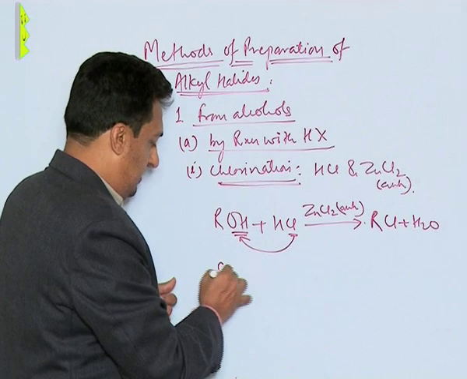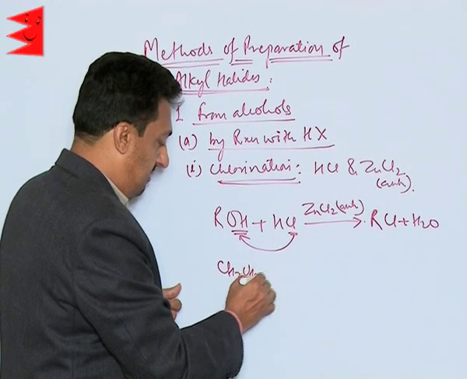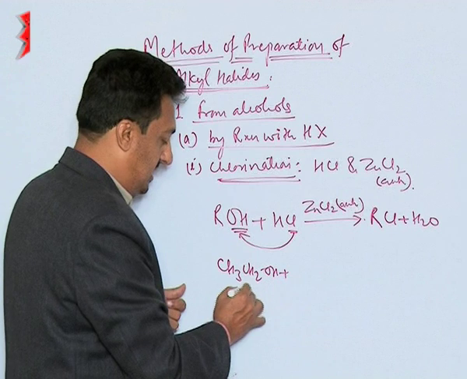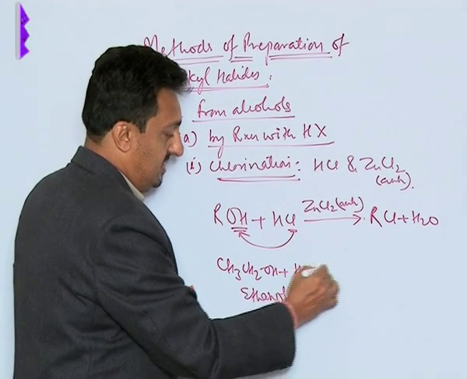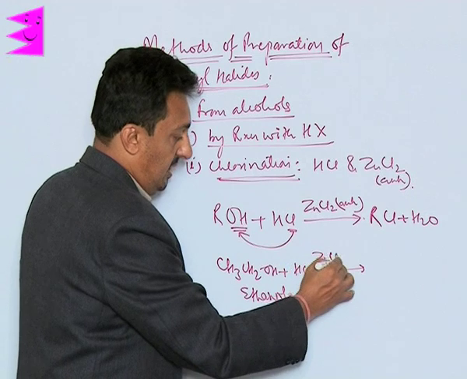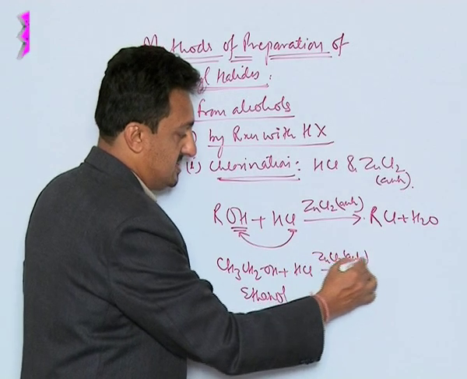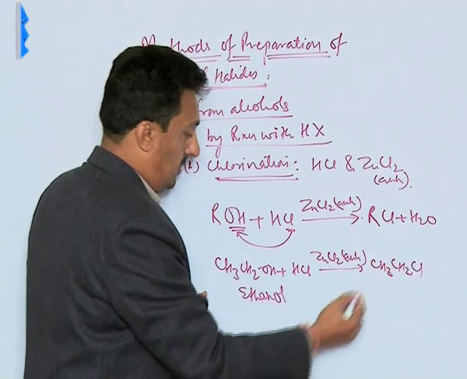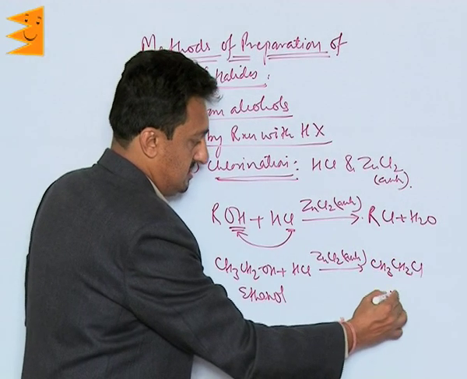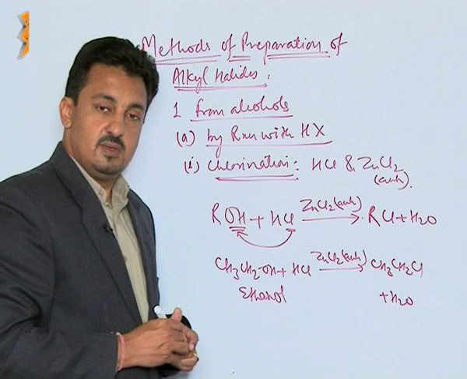Now, the example of this we can take as when ethanol is reacted with HCl in presence of anhydrous zinc chloride, what we get is ethyl chloride plus water.